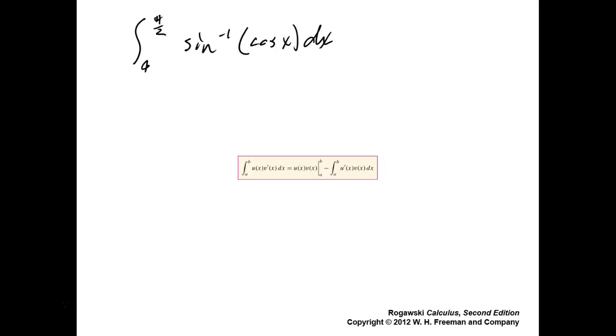So can we get u equal to cosine x? I think you might be able to, but then your du is equal to minus sine x dx, and that's not anywhere in the problem. So here's what I suggest on this one.